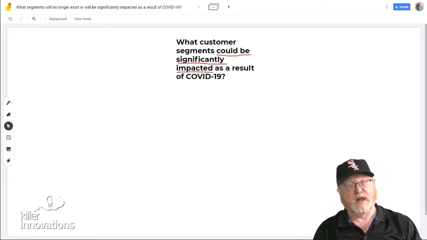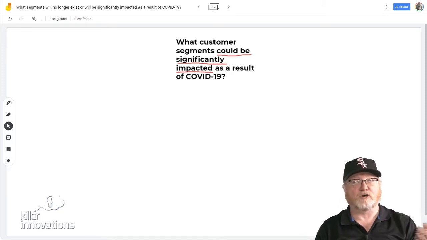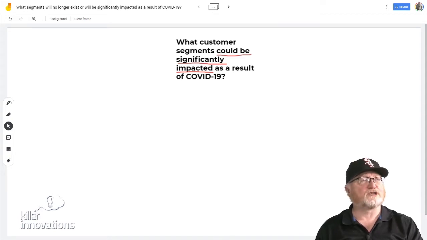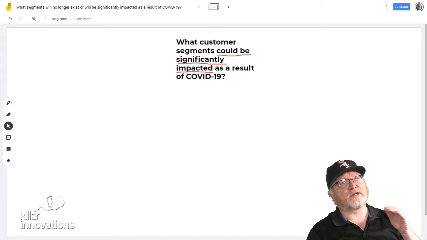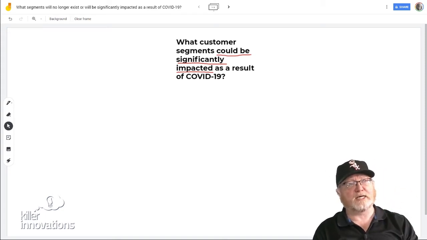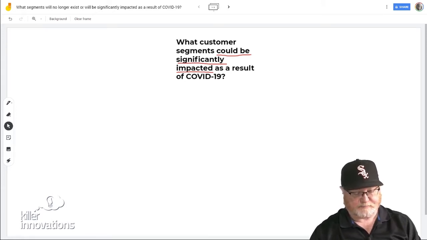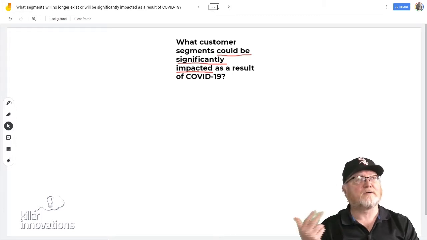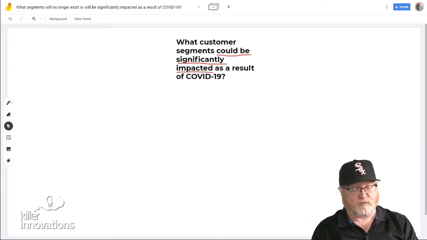If you've been a longtime follower, you know that this is a variation of a question that is in the Killer Question card deck, which I will also embed a link in the show notes, or you can find it over on Amazon if you're interested. Take one of the 48 questions, reworded it slightly, and we're going to talk about what customer segments could be significantly impacted as a result of COVID-19. And then later in the show, we're going to talk about a second question, which is what customer segments could emerge as a result of COVID-19.